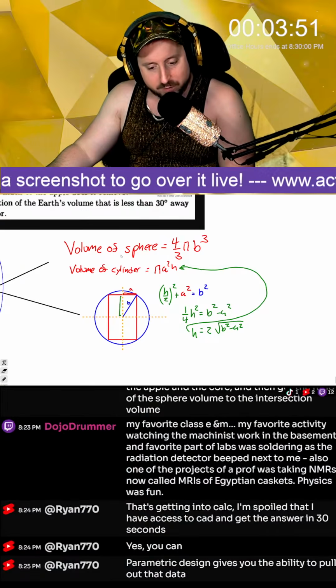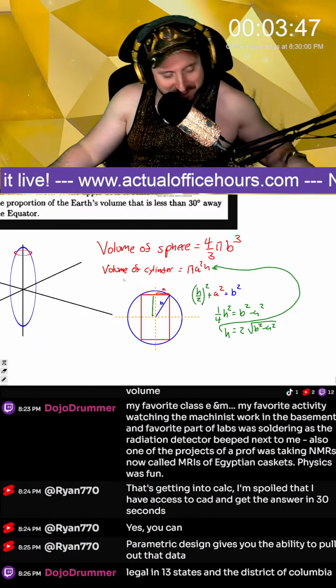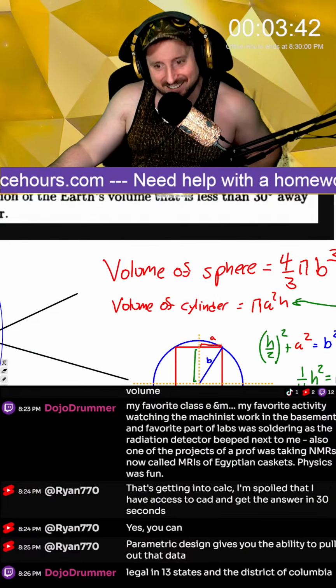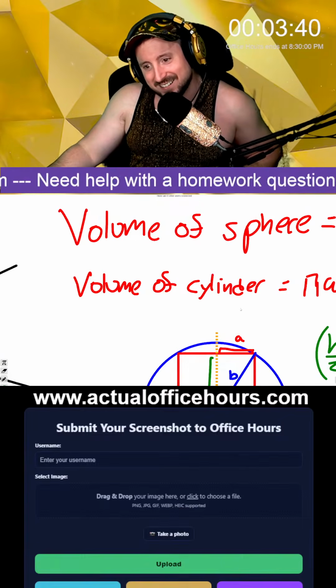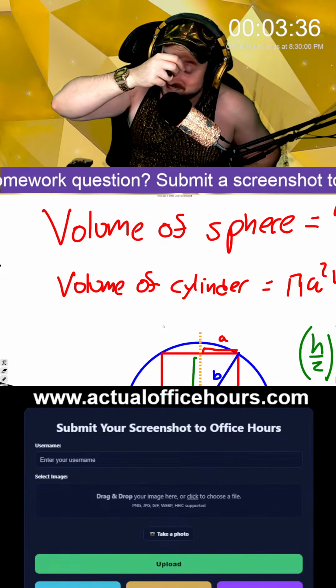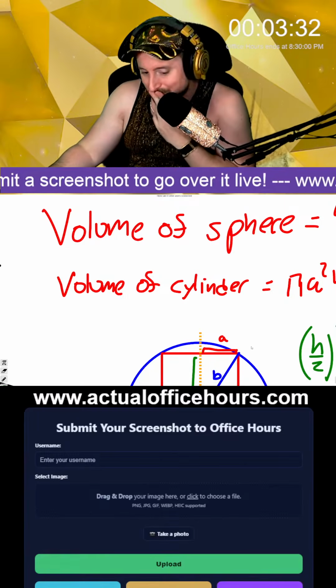And then the question becomes figuring out this part. Oh man. I need this little gap at the top.